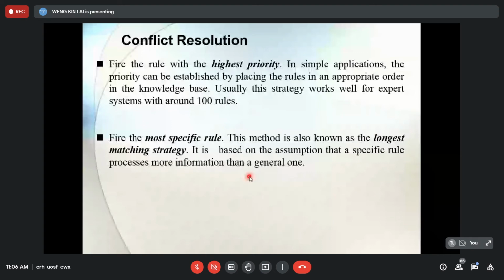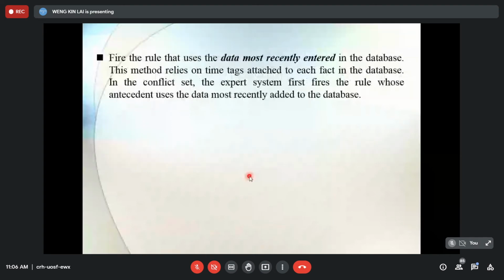And then the third method is fire the data most recently added into your database. So this is actually based on the liveness, the real-time condition of your database. Now, what does that mean? It means that you have to provide a time tagging to the data that's attached to each fact in the database. So when is that information added to your database, not the knowledge base, database? So you will then look at the time tag.